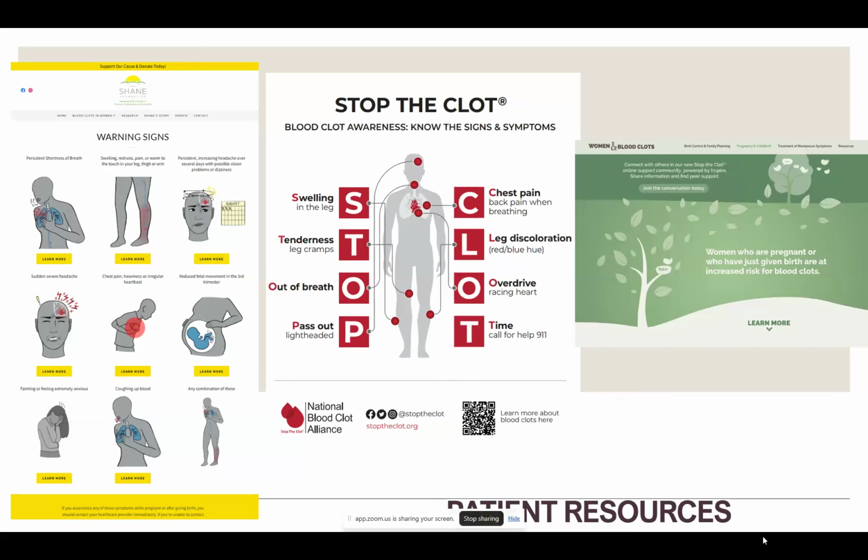And then there's also the Women in Blood Clots. So you can get to that through the National Blood Clot Alliance. There are multiple resources, but it's a really beautiful, join the conversation, and it's specific for women who have given birth and have increased risk for blood clots. So I really love this. And there's also some for those of us that take care of women at all ages of their lifespan, there's some menopause connections to Women in Blood Clots as well.